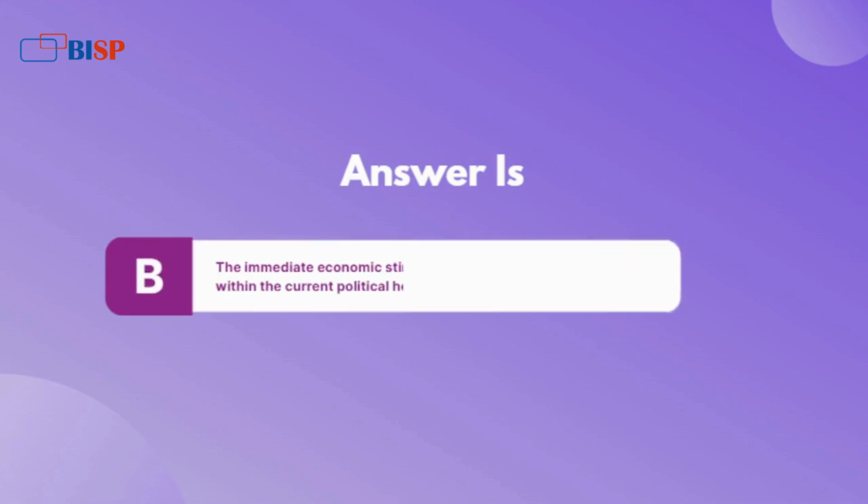Answer is B. The immediate economic stimulus package, as it offers benefits achievable within the current political horizon.